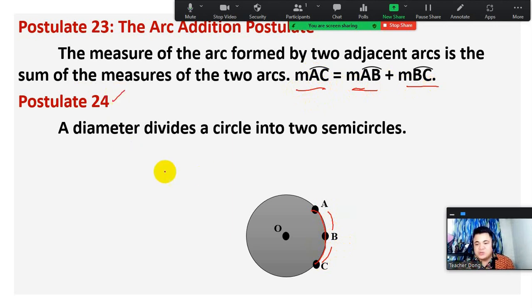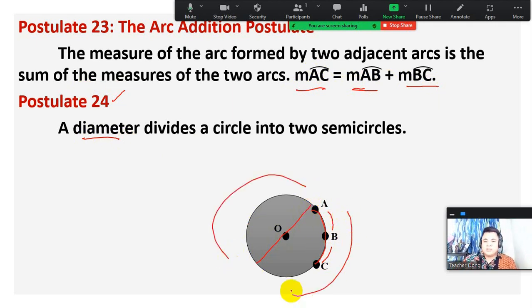Now, postulate 24, the diameter divides the circle into two semicircles. So if we are going to draw the diameter which passes through the center of the circle, we can form two semicircles which measure 180 degrees.